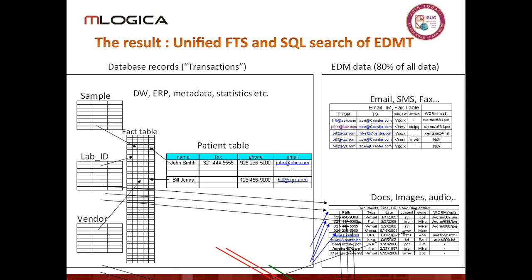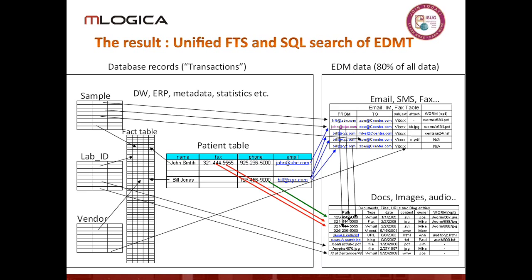What you can immediately do, through a query, is establish how many times patient John Smith here from the first table has sent emails or documents or whatever, and what he mentioned in those documents. The cross-analysis is the leading reason why customers buy the EDMT server. So it looks pretty good.